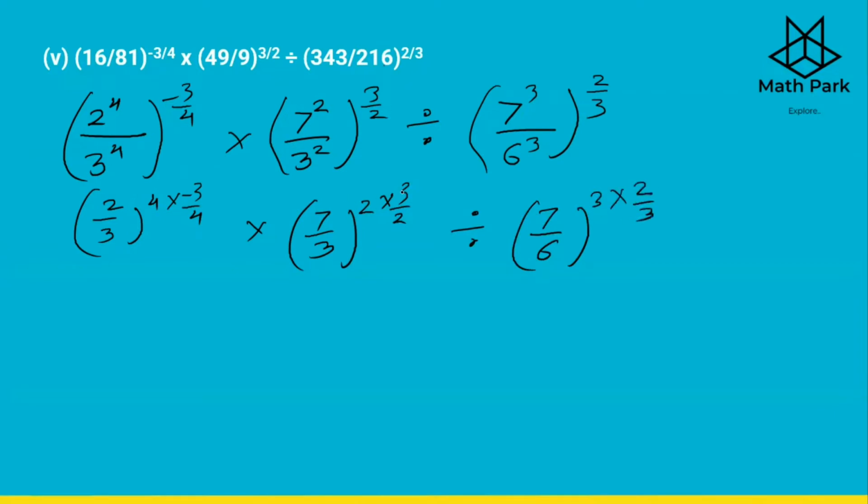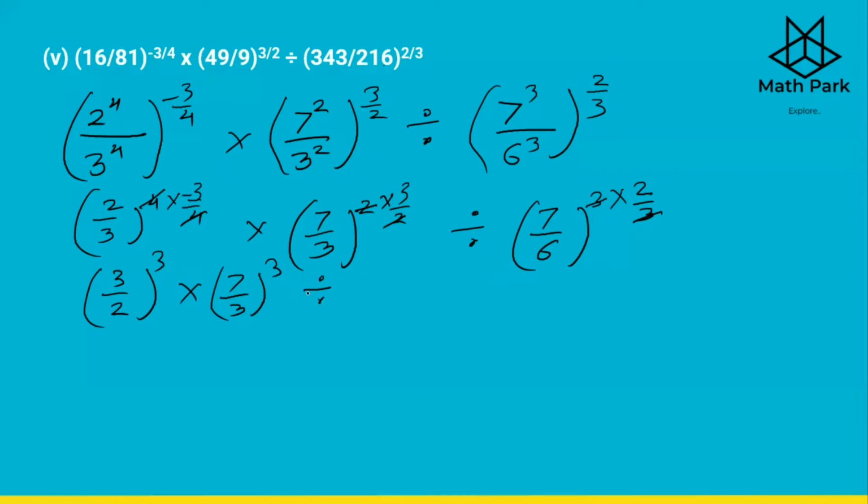(a^m)^n is equal to a^(mn). This 4 and 4 got cancelled, 2 and 2 got cancelled, 3 and 3 got cancelled. So we now have (2/3) raised to minus 3. If I have to make the power positive, this becomes (3/2) raised to 3, into (7/3) raised to 3, divided by (7/6) raised to 2.